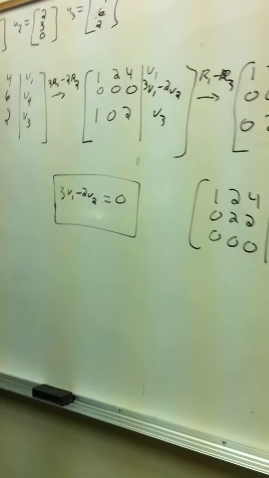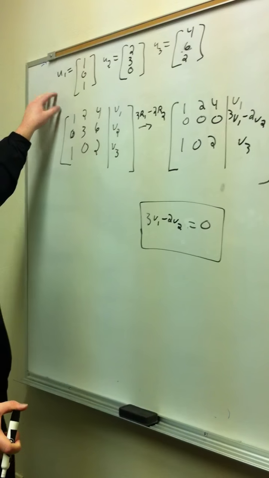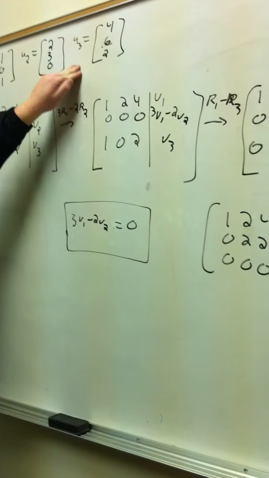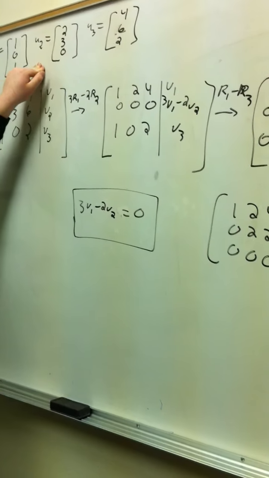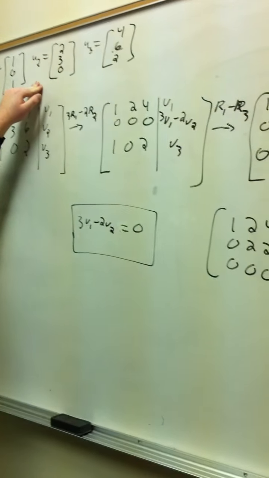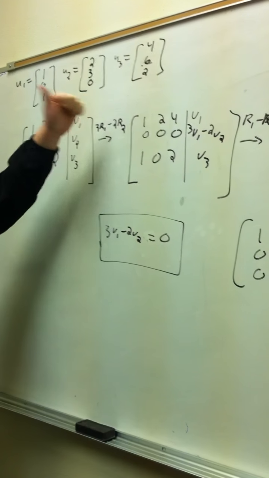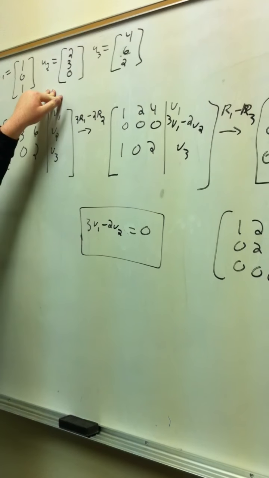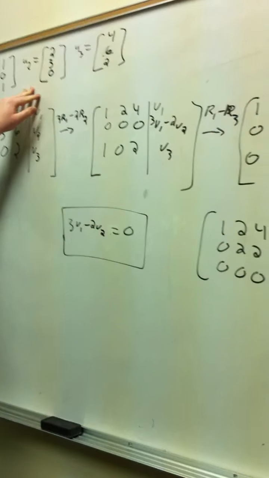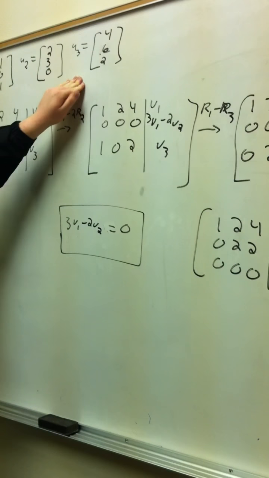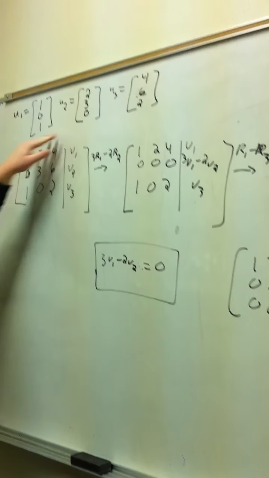And if you notice, U3 is actually a combination of U1 and U2. So that's a way that you could recognize whether three vectors will span all of R3 or not: when one of the vectors is written as a combination of the other ones.